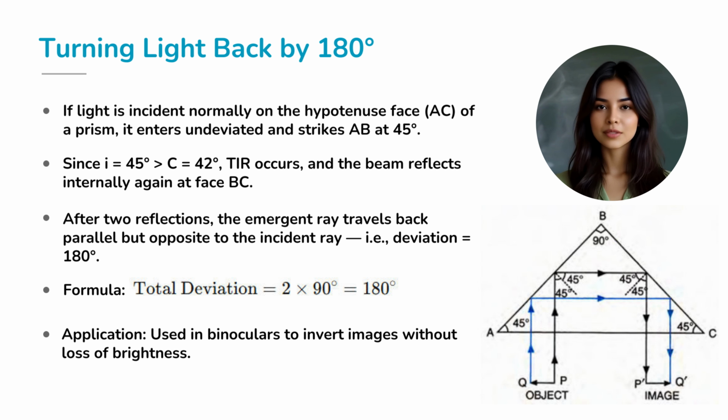Mathematically, total deviation equals 2 times 90 degrees, that is 180 degrees. This property is used in binoculars, where prisms flip the image without losing brightness. Look at the diagram. Notice how the beam comes back exactly opposite its starting direction.